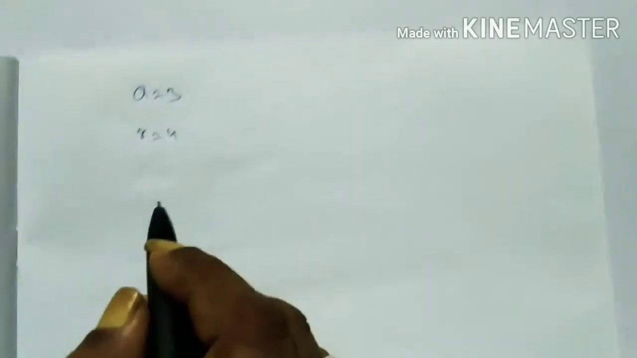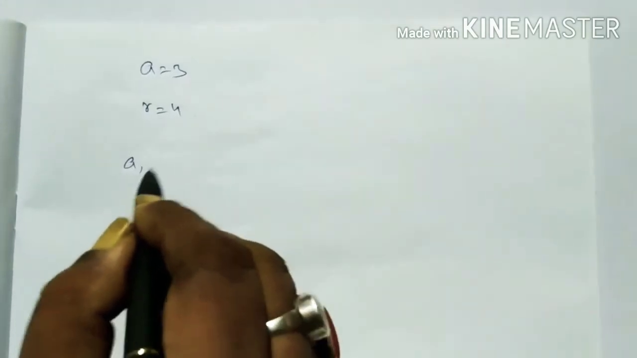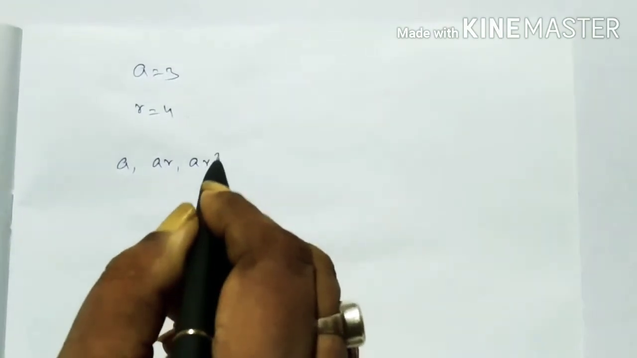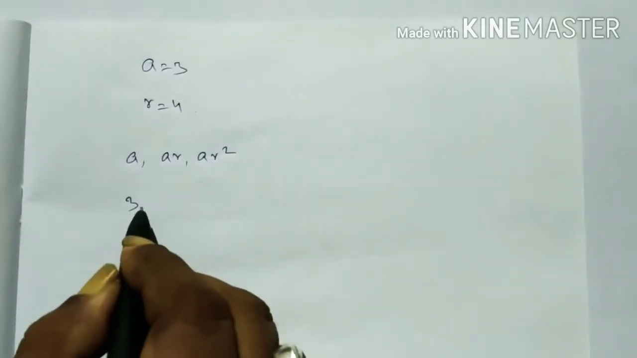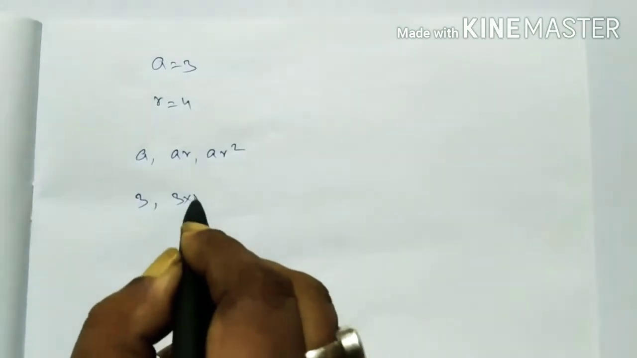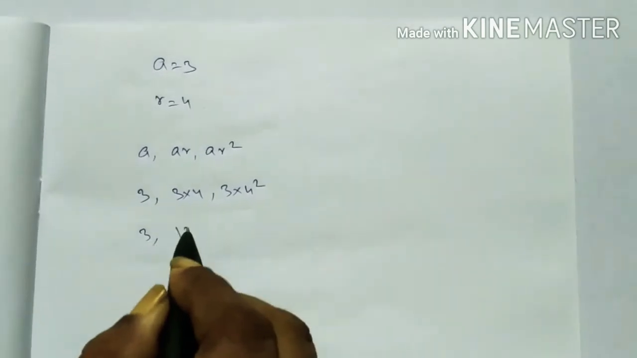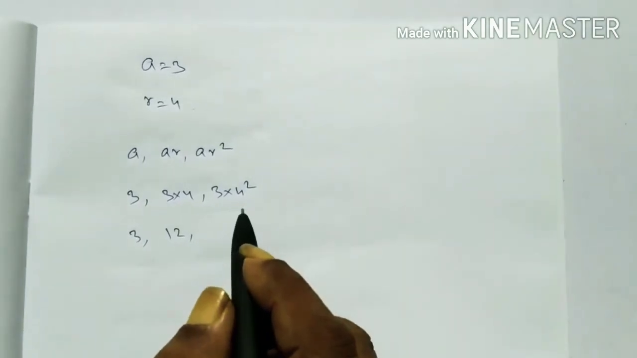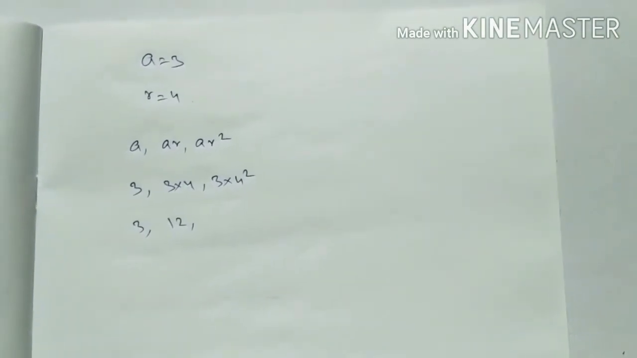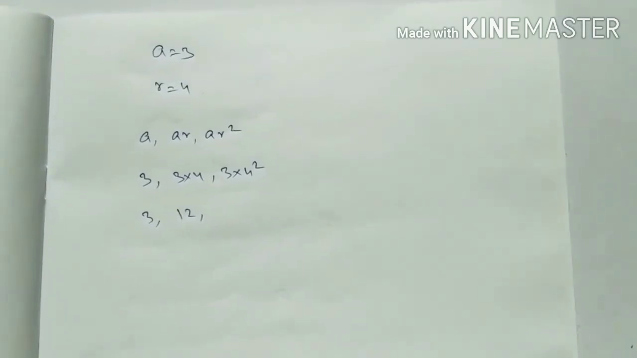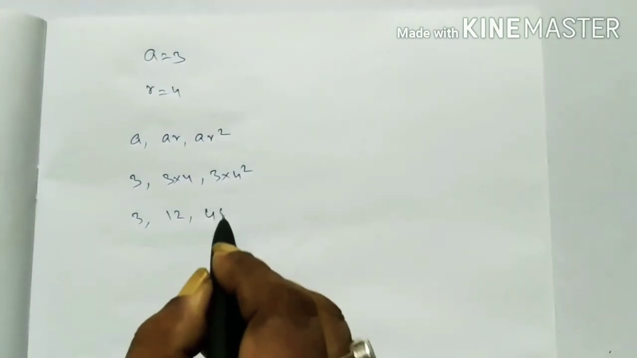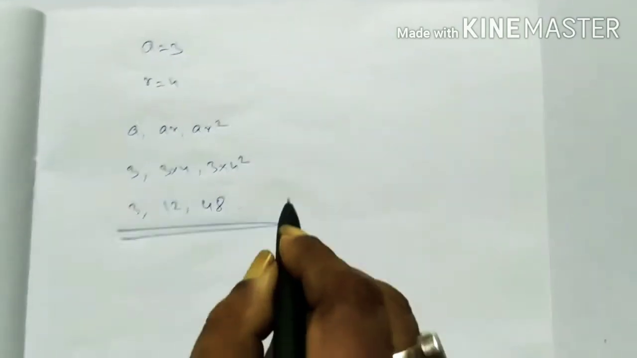Now the terms are A, A r, A r square. So 3 into 4 square, 4 square is 16, 16 into 3 comes out to 48. So this is your answer.